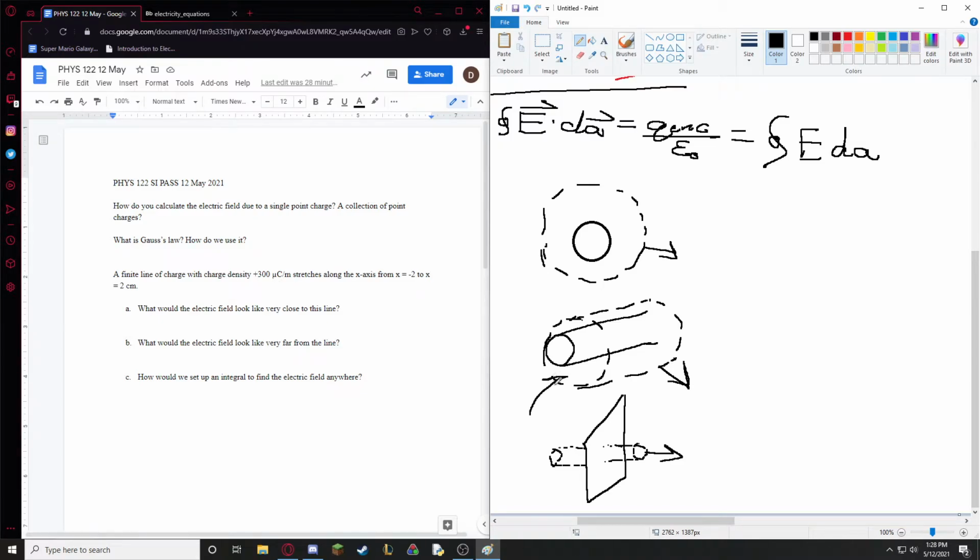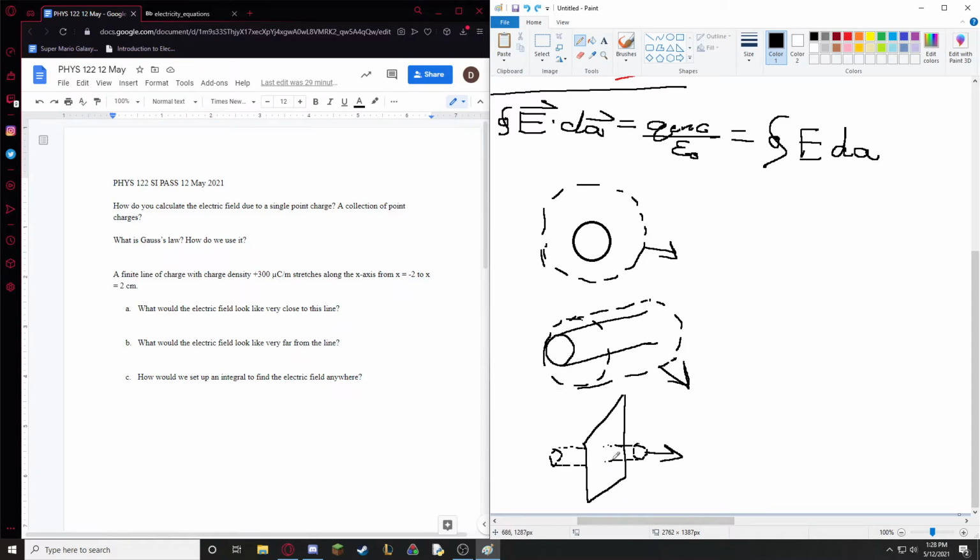What about the two end caps of our cylinder? What's the angle between the electric field and the end caps area vector? It's going to be out like that. 90 degrees. What's the cosine of 90? 0. So we can basically ignore the end caps of our Gaussian surface, and it doesn't affect anything in our calculation.